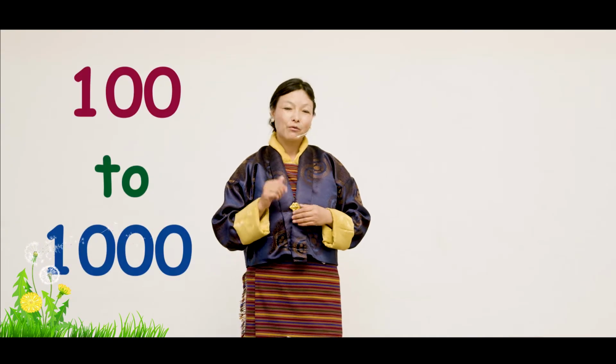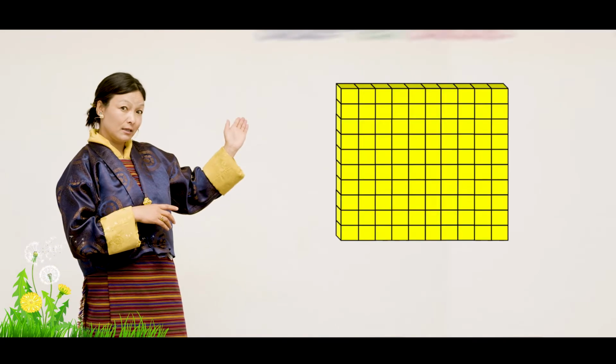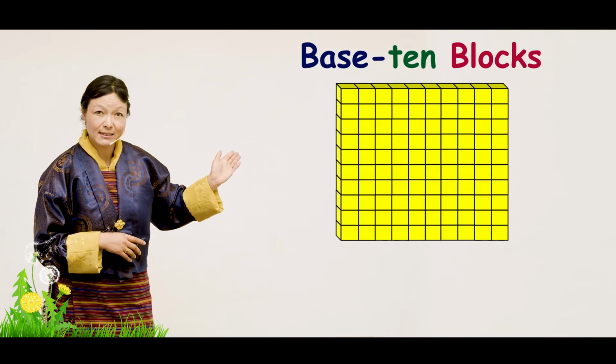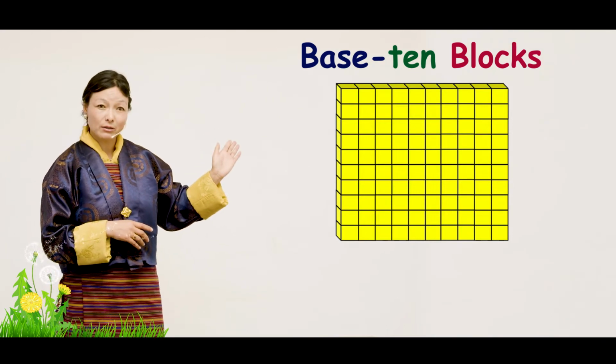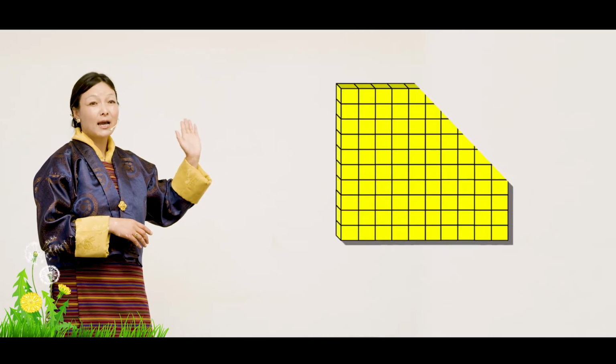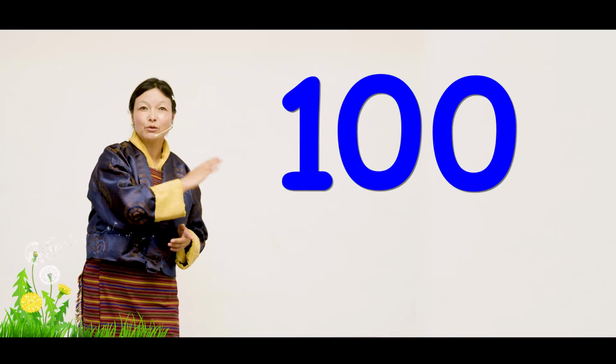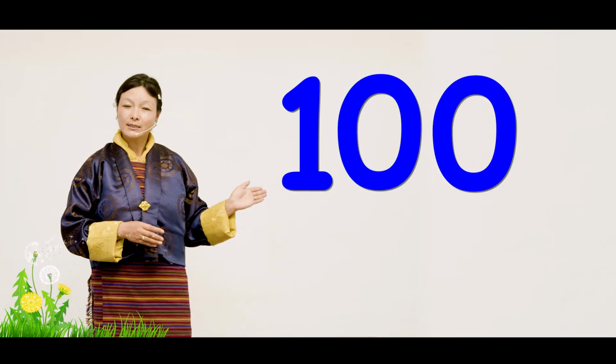Let us move to some higher numbers, 100 to 1000. Now when you write 100 to 1000, first let us look at the shapes given here. What are these? They are pasted blocks. These are 100 blocks. So this represents 100. How do we write 100? 1, 0, 0, 100.